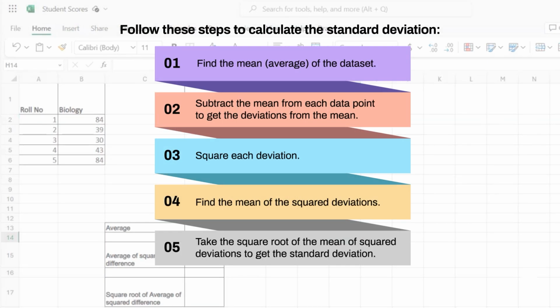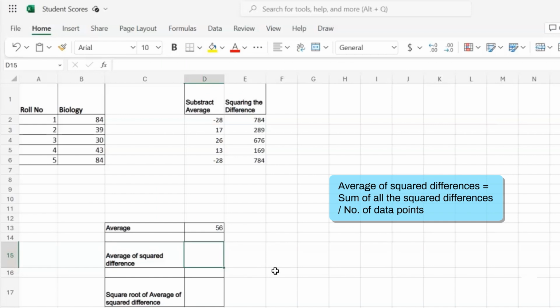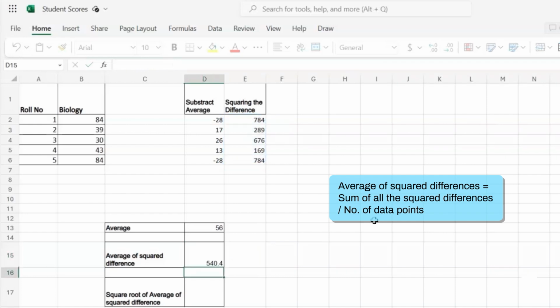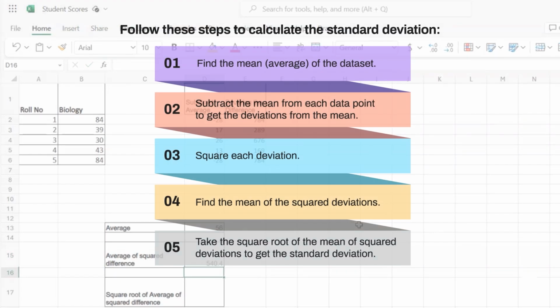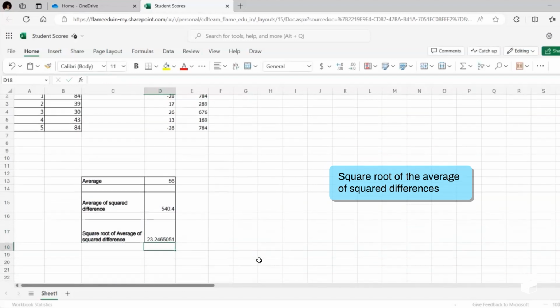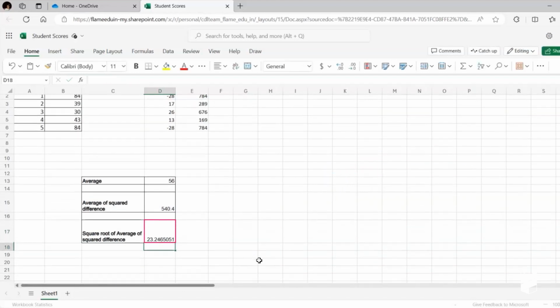In the fourth step, find the average of the square differences. Add up all those square differences and divide by the number of data points. This gives you the average difference from the average. In the fifth step, calculate the square root of that average. This step undoes the squaring done earlier, so we get a number in the same units as our original test scores. This result is the standard deviation.